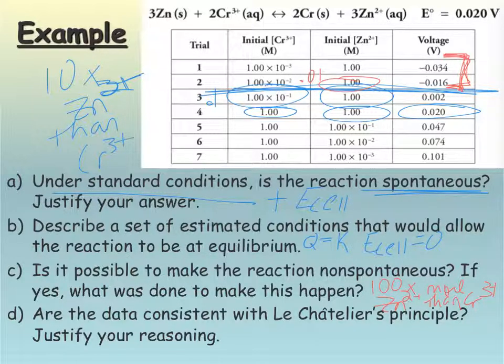All right, and then are the data consistent with Le Chatelier's principle? Hopefully you said yes. So you see where it's standard here. And then if I decrease my chromium, so I remove chromium, it's going to shift this way to make more chromium, which in turn lowers the voltage. And that's exactly what happened.